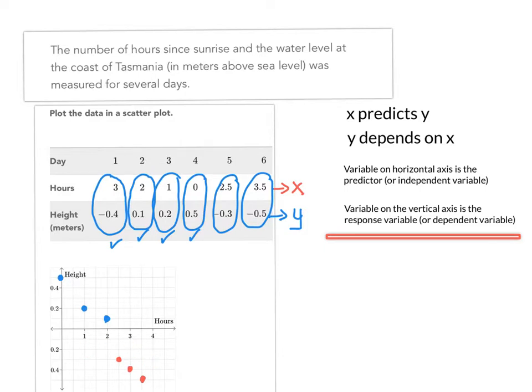And what we just did here is we constructed a scatter plot. In the real world, when we collect data, the data generally doesn't fall exactly on a line. It falls generally in a scatter that we could find the line of best fit for.